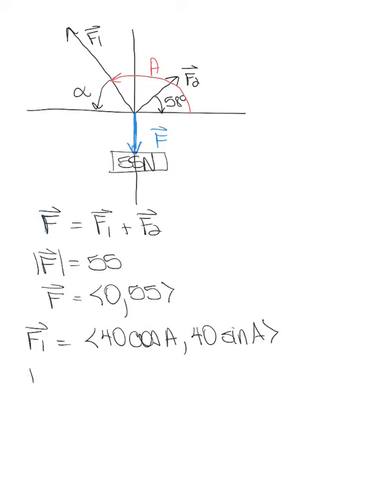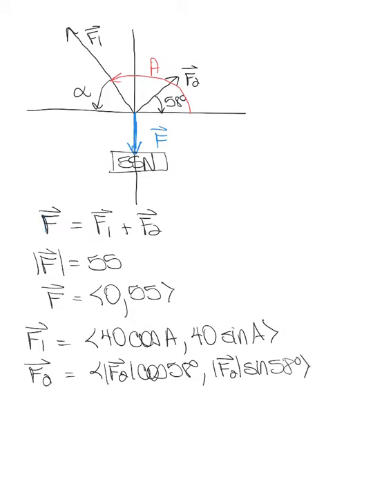For the vector F2, we're going to go ahead and write it. Now this time we don't know the magnitude of F2, but we do know the angle it makes with the positive x-axis. So when we write this, it's simply going to be the magnitude of F2 times the cosine of 58 degrees and the magnitude of F2 times the sine of 58 degrees.